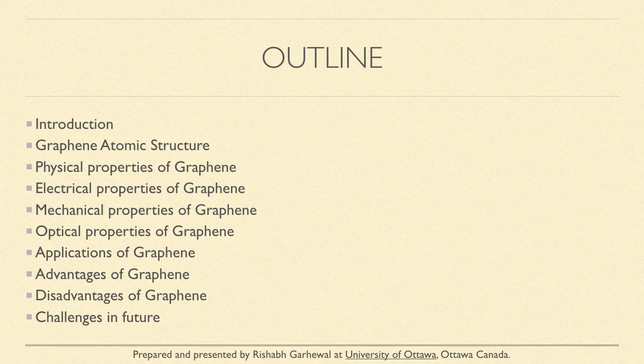So this is the outline of my presentation: Introduction, properties of graphene, graphene atomic structure, electronic properties of graphene, graphene mechanical properties, hypothesis and examination, optical properties of graphene, optoelectronic applications in graphene, and conclusion.